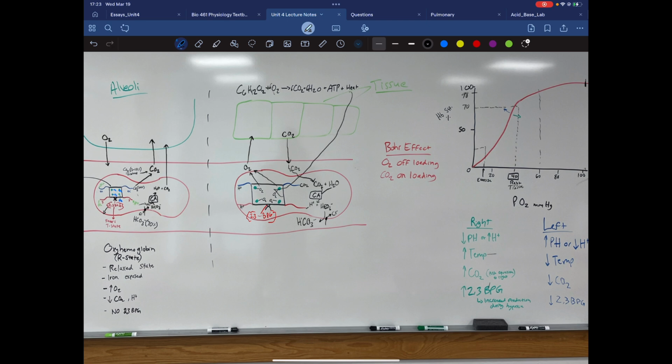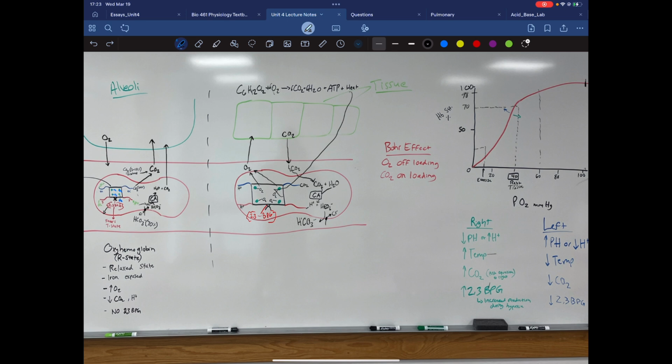So increased temperature can do that, increase offloading. CO2, if you remember our equation, if we increase CO2, it's going to push it more to the right, which is going to produce more hydrogens, which contributes to that. And then also it's going to increase 2,3-BPG, because hypoxia increases production of 2,3-BPG.